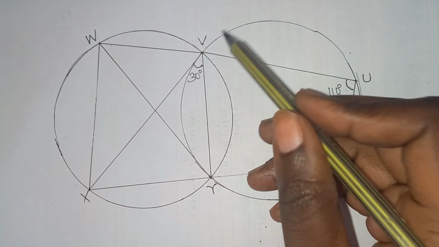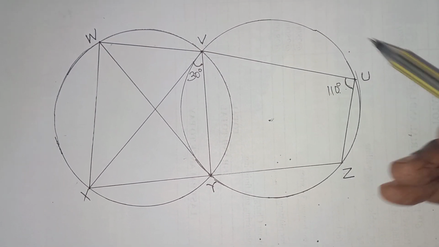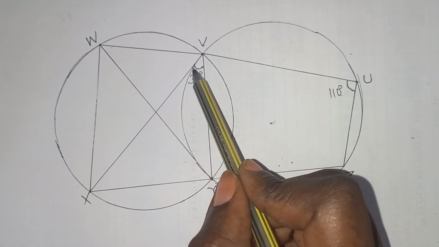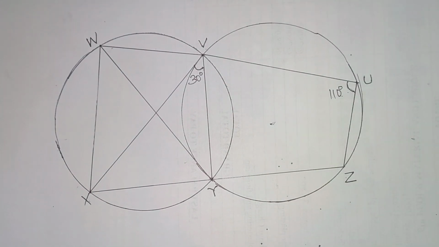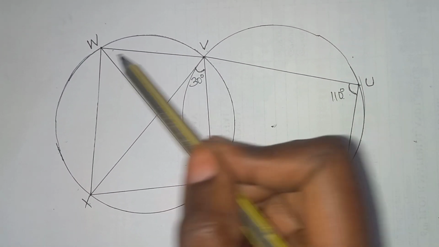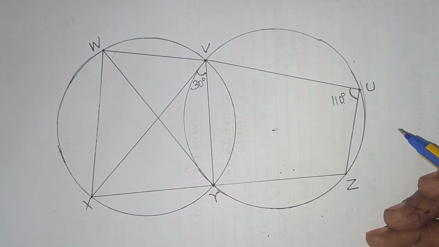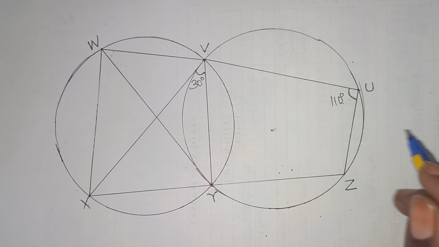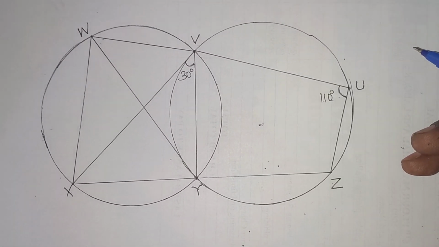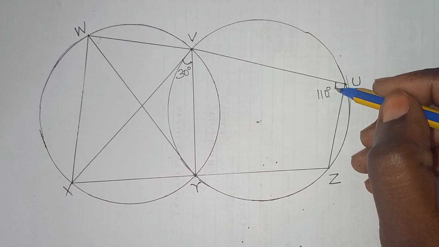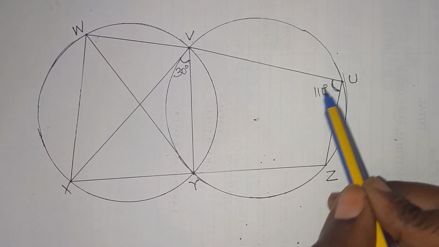This is angle VUZ. We've been given this angle to be 110, and we've also been given this angle XVY to be 30 degrees. So how will we calculate this angle? We'll start by first calculating the angles that are missing. The angles that we know we can calculate with ease will lead us towards calculating the angle that we don't have. So let's start from here.